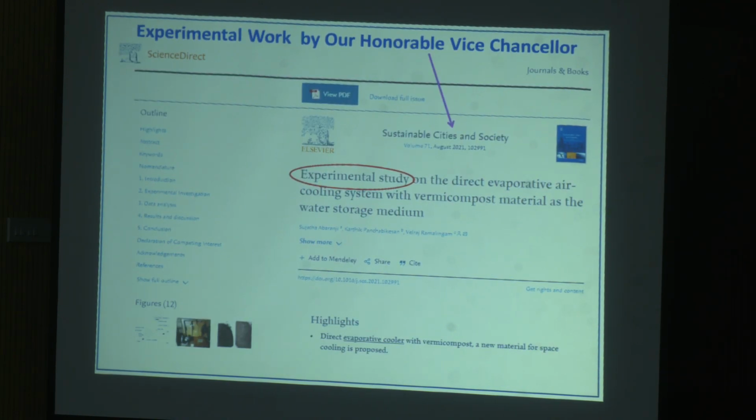Any kind of work can be presented. You see, I have taken this paper from our Vice Chancellor's profile. He has done some experimental work and published a paper in this journal. You see, it's an experimental study he has done.